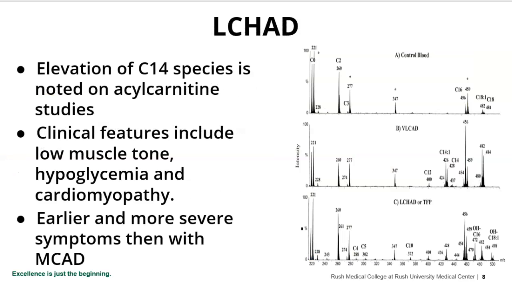So LCHAD is another fatty acid oxidation disorder which occurs earlier. It's the long chain, so we get the bump in the long chains, and features are far more severe: low muscle tone, hypoglycemia, and cardiomyopathy, because the heart is the most important muscle. They usually present more severely and earlier than MCAD. And then there's VLCAD, where the initial breakdown of fats occurs in the peroxisome, which we will talk about next year, so I'm not going to go into detail about that.